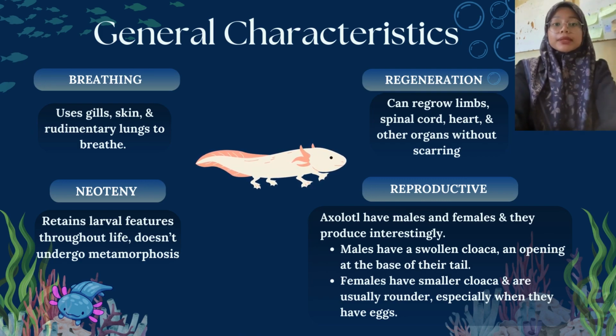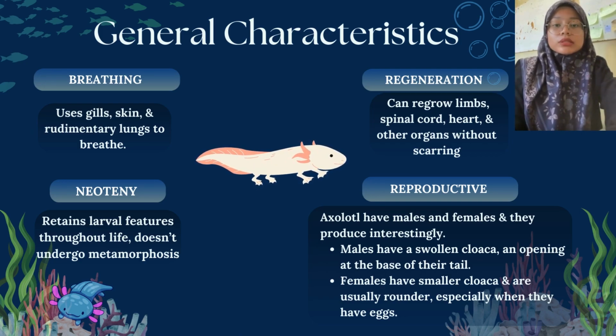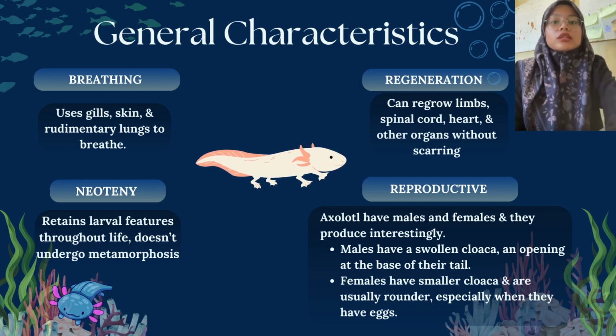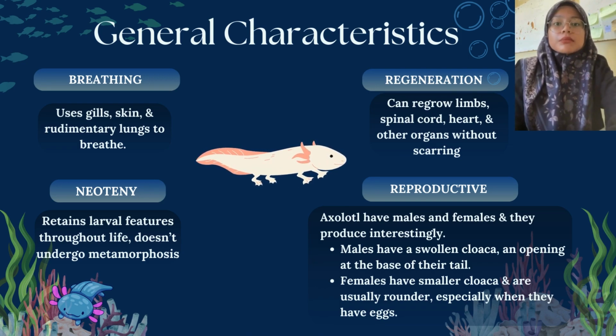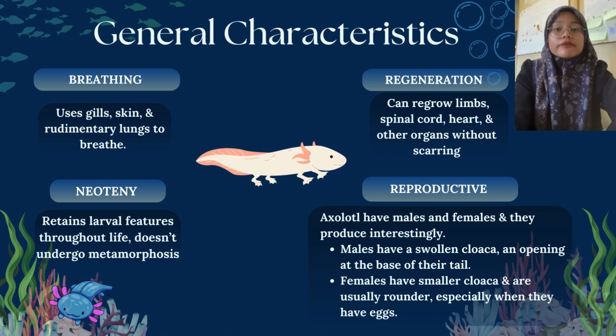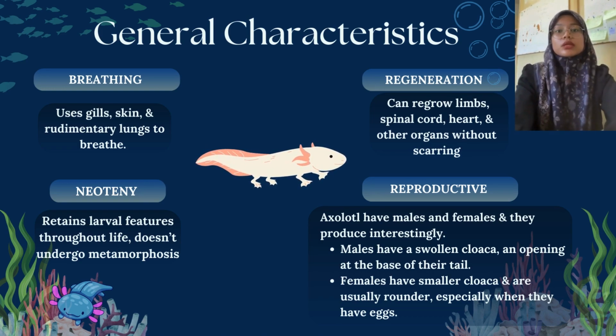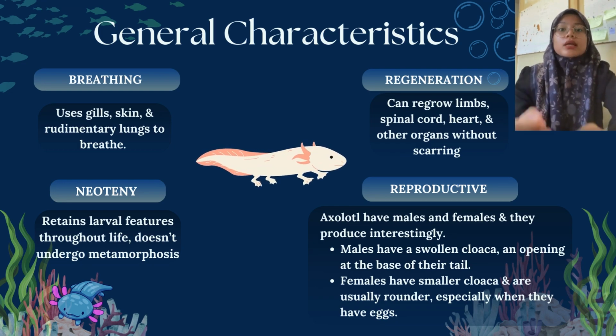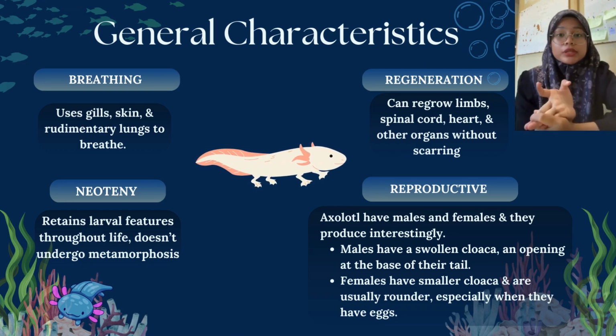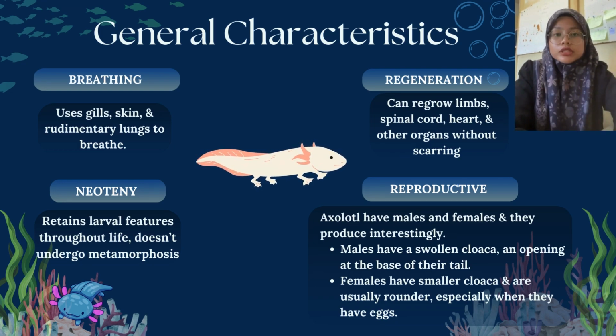breathe underwater. Did you know, besides using their gills, axolotls can also absorb oxygen through their skin and even use their lungs? This makes them incredibly versatile in how they breathe. But that's not all. Axolotls have another incredible ability, which is that they can regrow body parts like limbs, their heart, and even part of their brains. This remarkable regeneration ability helps them recover from injuries that would be catastrophic for most other animals.